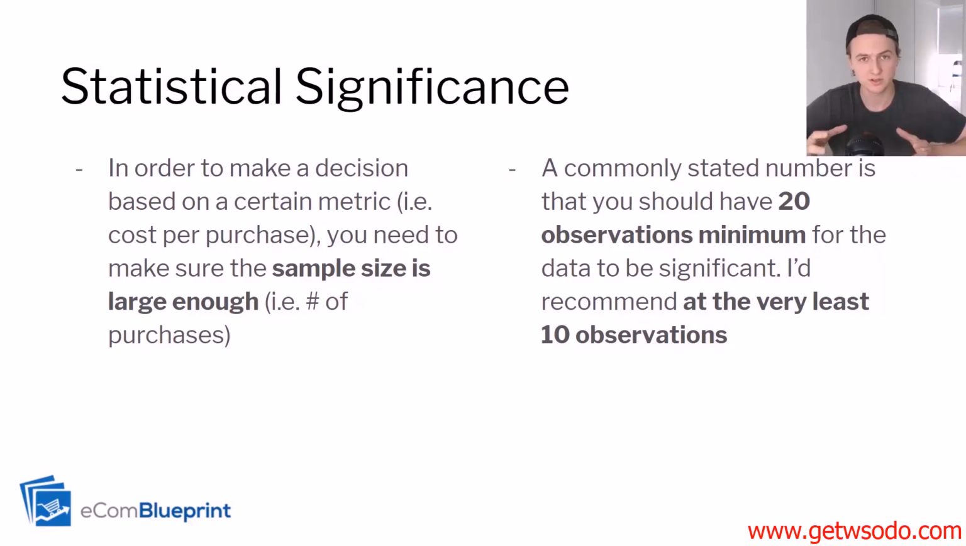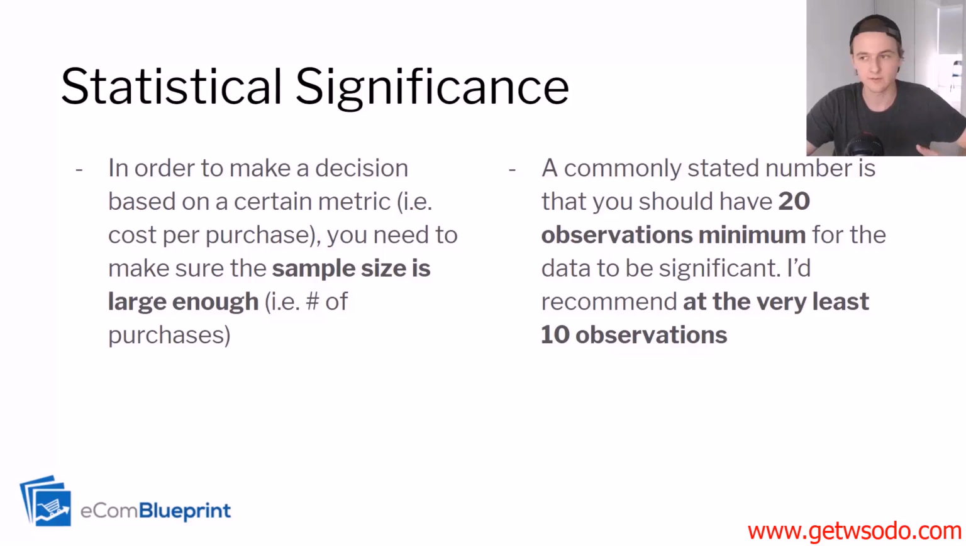I'm going to talk about this more later in the module, but the main thing you need to understand is that when you're evaluating an ad set or a campaign or an ad based on a metric, you need to make sure that the sample size for that metric is large enough. A commonly stated number is that you should have at least 20 observations for the data to be significant, and I'd recommend at the very least 10 observations.